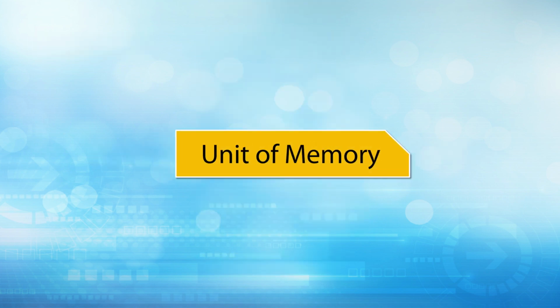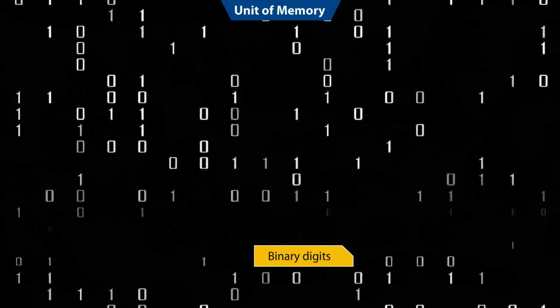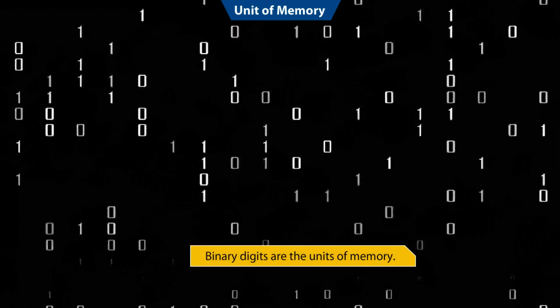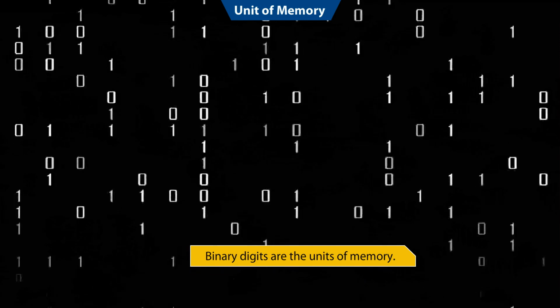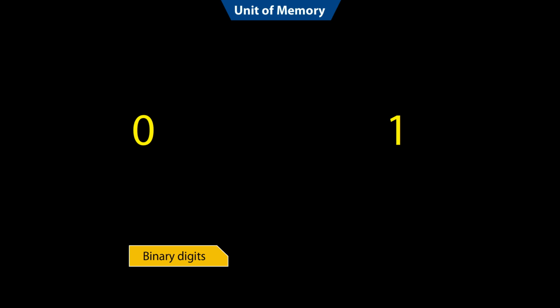Now let's look at the units of memory. The computer system uses binary digits to store data. These binary digits are called units of memory. The two binary digits are 0 and 1. These binary digits are called bits.